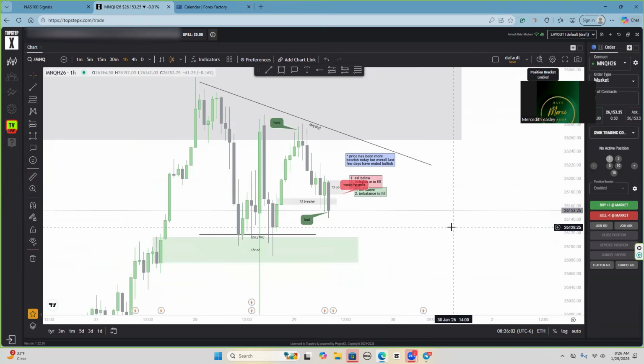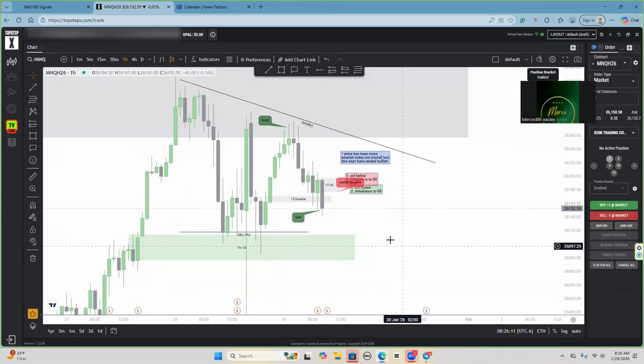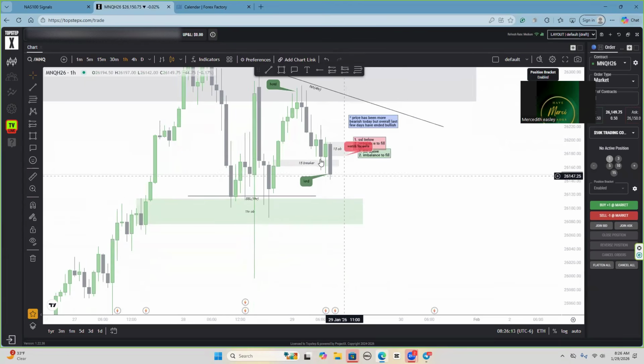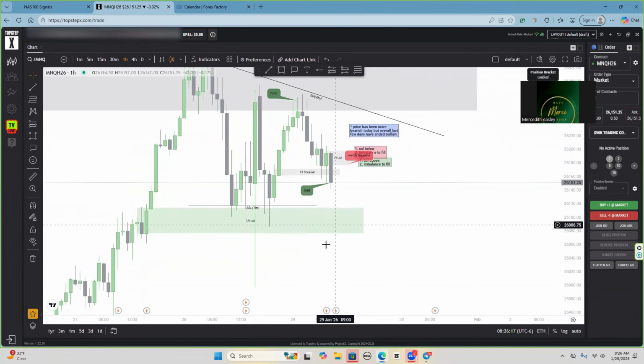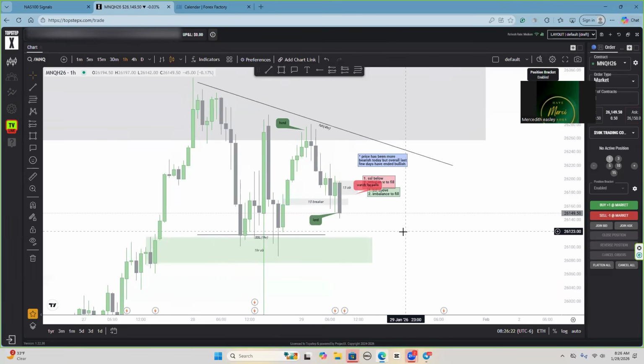So selling means that we're looking for price to continue the trend that it's currently been in since yesterday and take the liquidity. So price could either sell, take the liquidity and trade below the 1 hour order block, or it could sell and push up when it gets to the 1 hour.